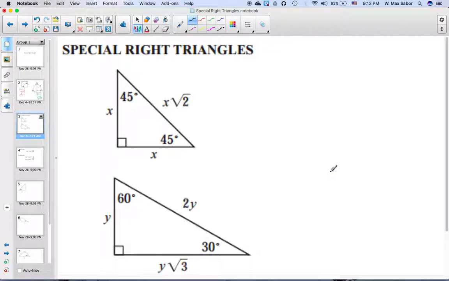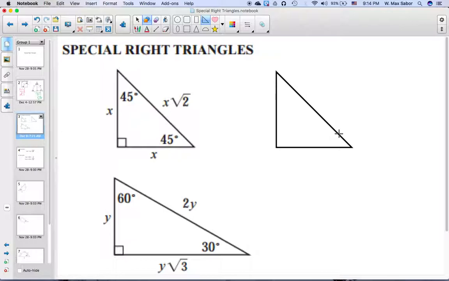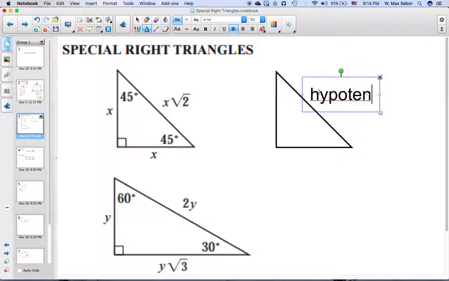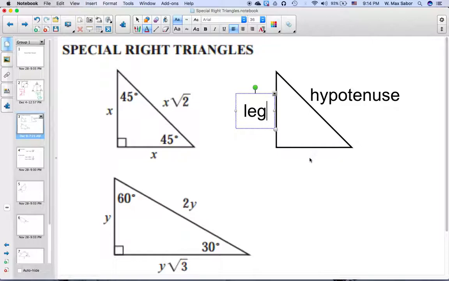The idea is, when we have a special right triangle, if it's a 45, 45, 90 triangle, it always follows this pattern of x, x, and x square root of 2. If it's a 30, 60, 90 triangle, it always follows this pattern of y, 2y, and y square root of 3. So you want to know the names of the different sides so that it is easier to remember, easier to talk about. The hypotenuse is always across from the right angle. And the other two sides are called the legs. Those are the sides next to the right angle.